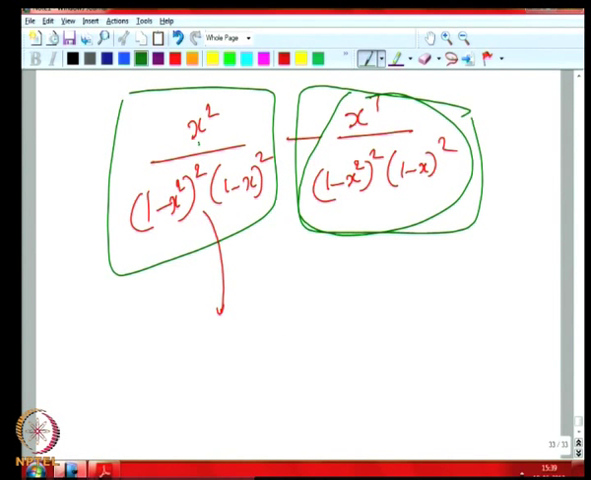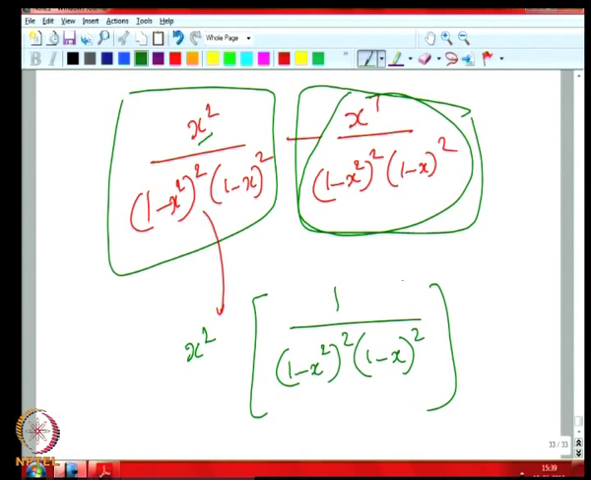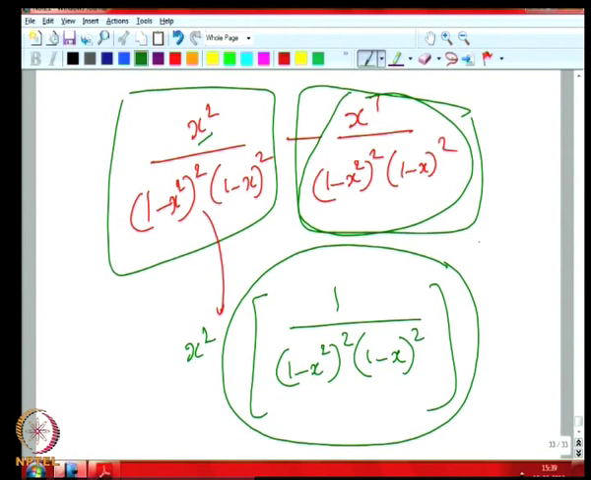So here you see this is x square into something, x square into 1 by 1 minus x square whole square into 1 minus x whole square. Suppose I find the coefficient of x raised to n minus 2 in the expansion of this, then that will correspond to the coefficient of x raised to n in the expansion of this thing, right, because x square anyway is multiplying each term there. So if you are looking for the power of x raised to n, we should rather look for the power of x raised to n minus 2 in the remaining. I discard this and look for the coefficient of x raised to n minus 2 in this thing.